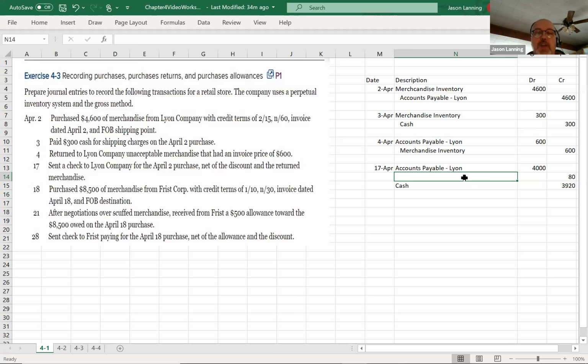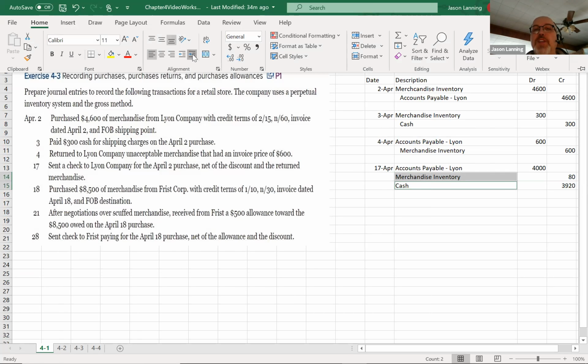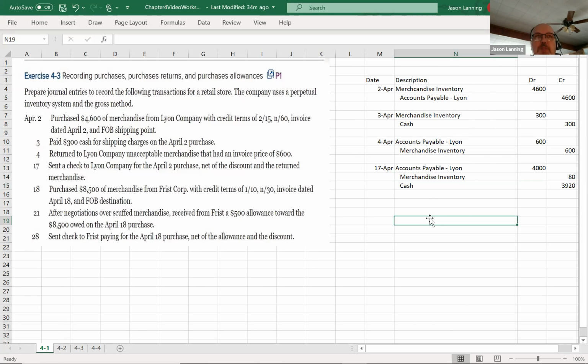And what we have here now, we have to credit the merchandise inventory because this cost less than we thought it would cost. If you think about it, it should make sense. If you go to buy something and you plan to spend $20 and you only spend 15, you save $5. What you bought didn't cost you 20; it cost you the discount less. So that amount of discount comes off of the merchandise inventory. And then we have 4/18.